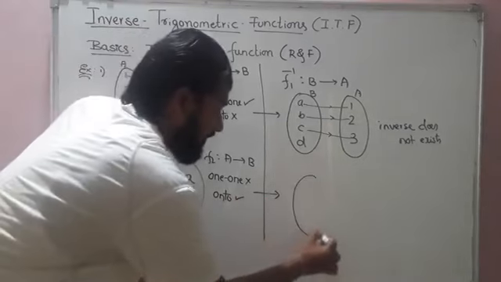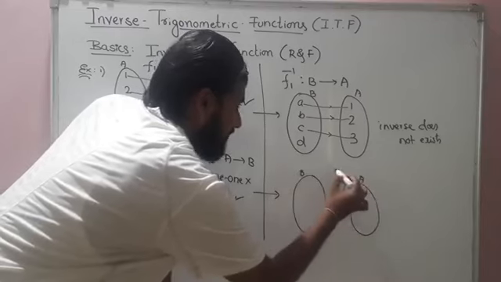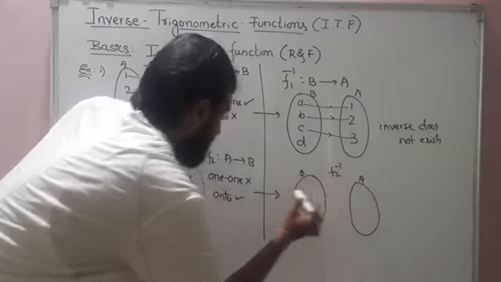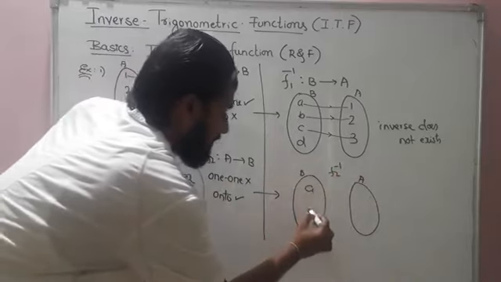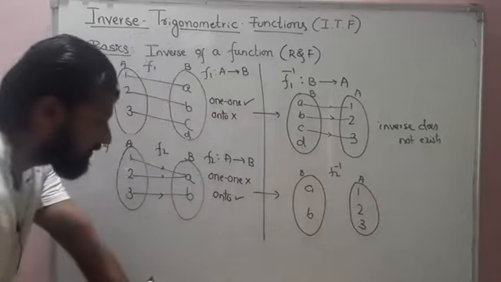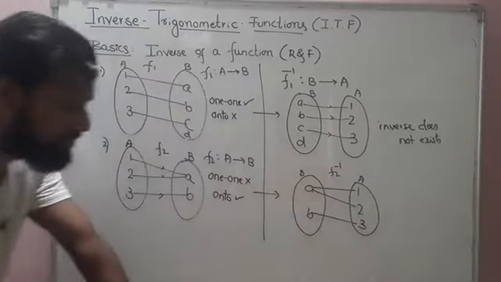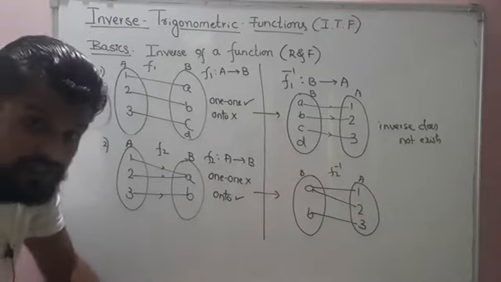So what I'll do is, I'll take B on this side, A on this side. This is my f2 inverse. Here I'll be having A and B, and 1 2 3. So A is connected to 1 as well as to 3. Now you see whether this is a proper function.